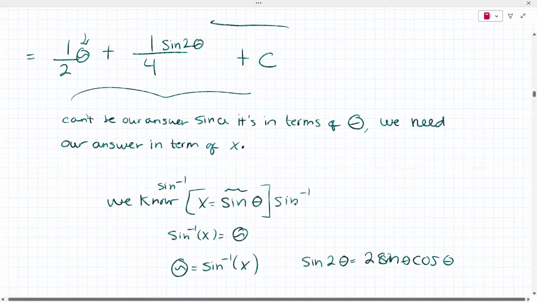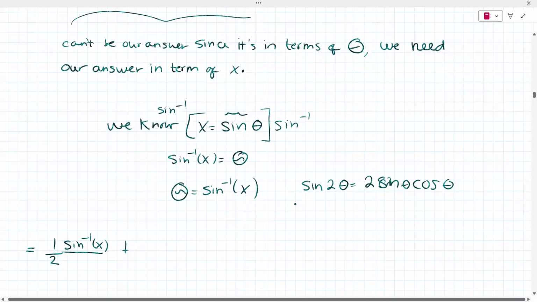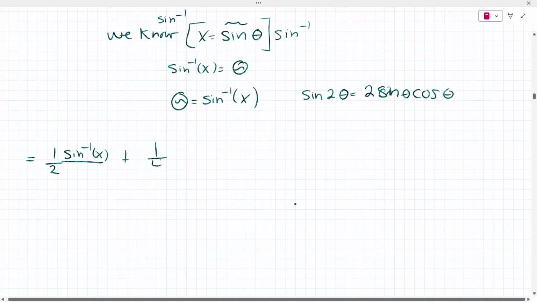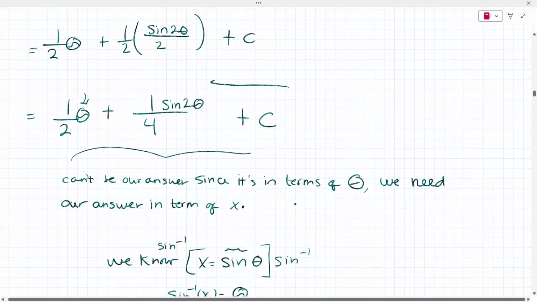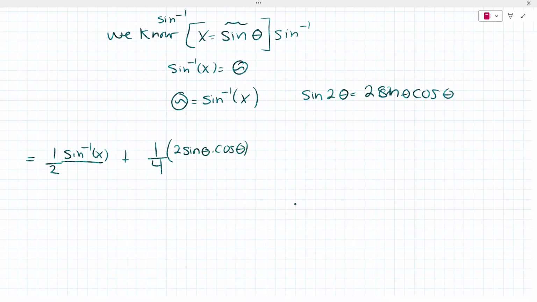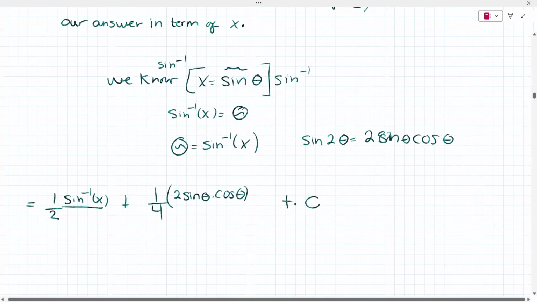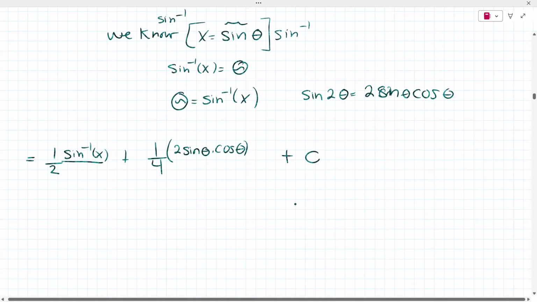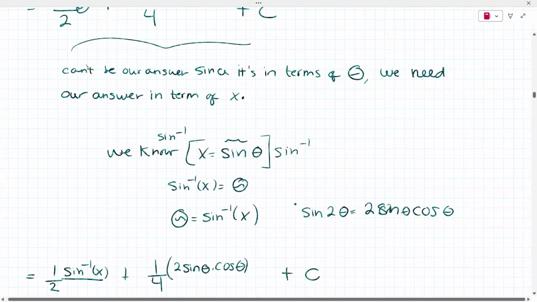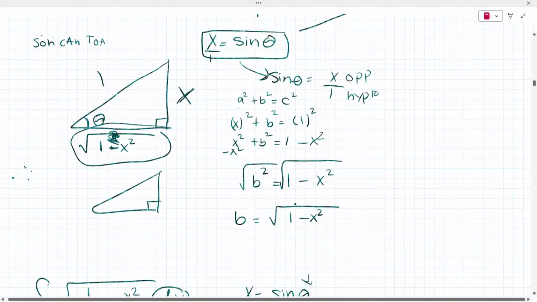Plus 1/4, and then we replace sine 2 theta with 2 sine theta times cosine theta, and then you have this plus c. Now we kind of have a problem. Our final answer has to be in terms of x. This isn't sine theta, cosine theta. We need to go back to our triangle, and we got to figure out what is sine theta and cosine theta. So go back to your triangle right here.